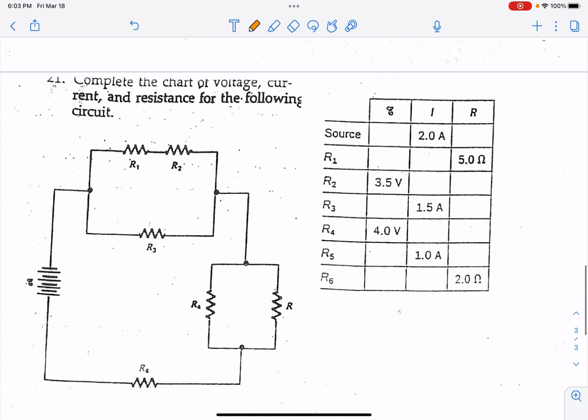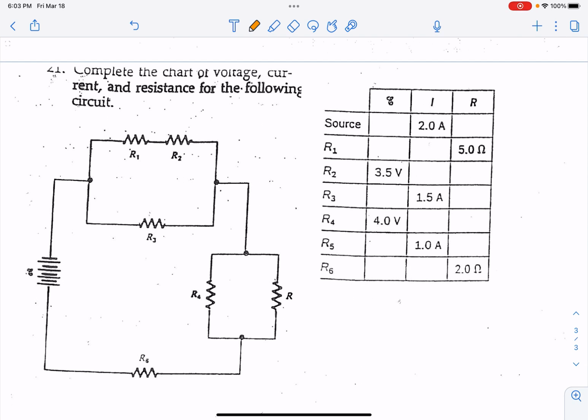Now, in the next or a similar screencast, we're going to look at how to solve complex circuits using Ohm's law and the principles of hooking up resistors in series and in parallel.